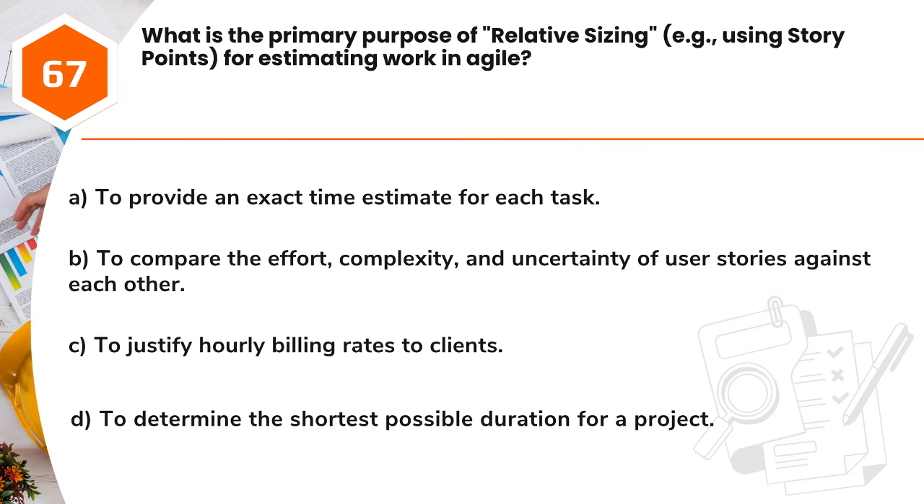Question 67. What is the primary purpose of relative sizing, e.g., using story points, for estimating work in Agile? A. To provide an exact time estimate for each task. B. To compare the effort, complexity, and uncertainty of user stories against each other. C. To justify hourly billing rates to clients. D. To determine the shortest possible duration for a project.